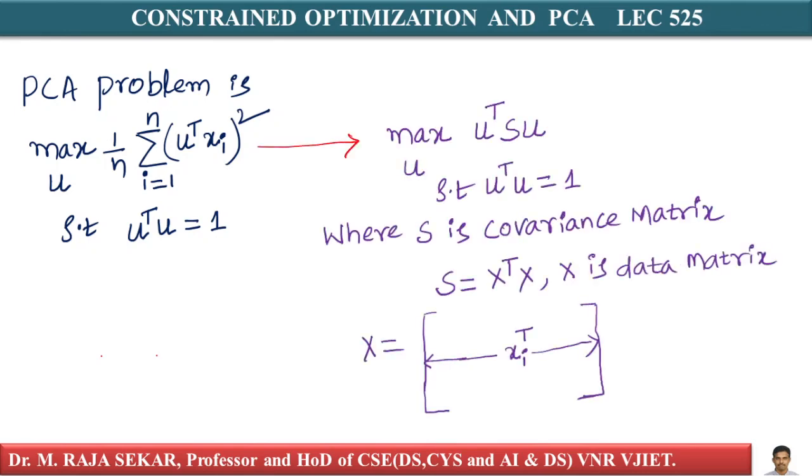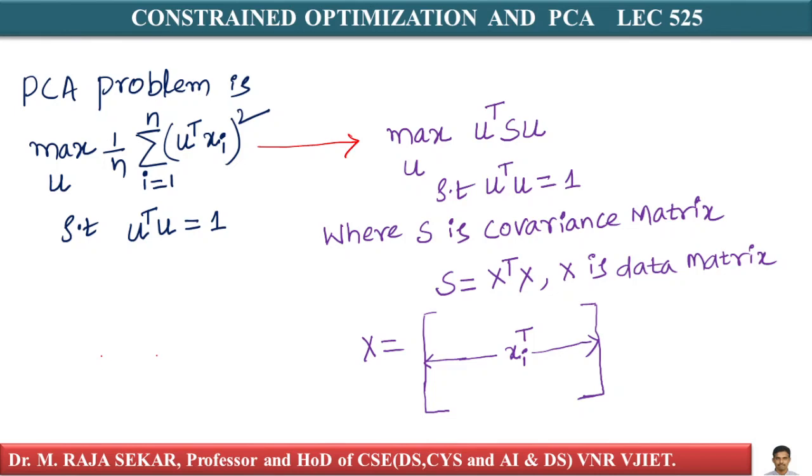How can I represent this problem? Maximization of u transpose S into u such that u transpose u equal to 1. What is this S here? S is the covariance matrix x transpose x. What is my x? X is the data matrix. Basically, what is this data matrix? It is a matrix of all of your x's.